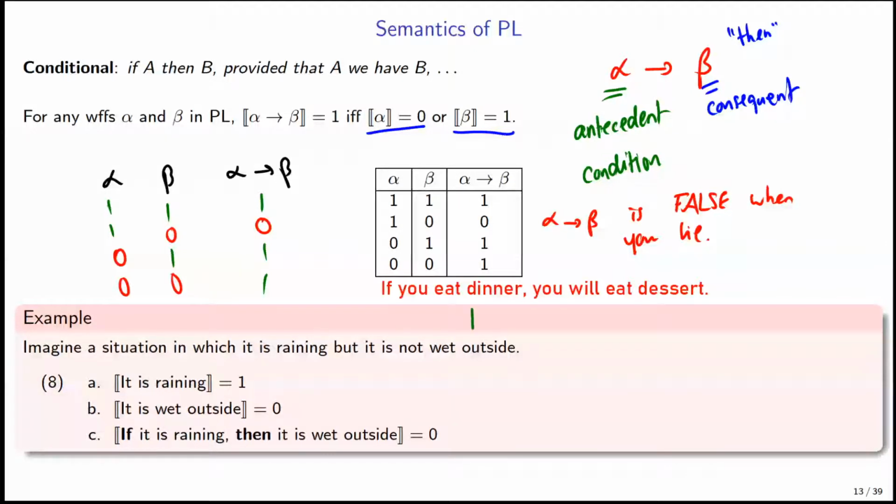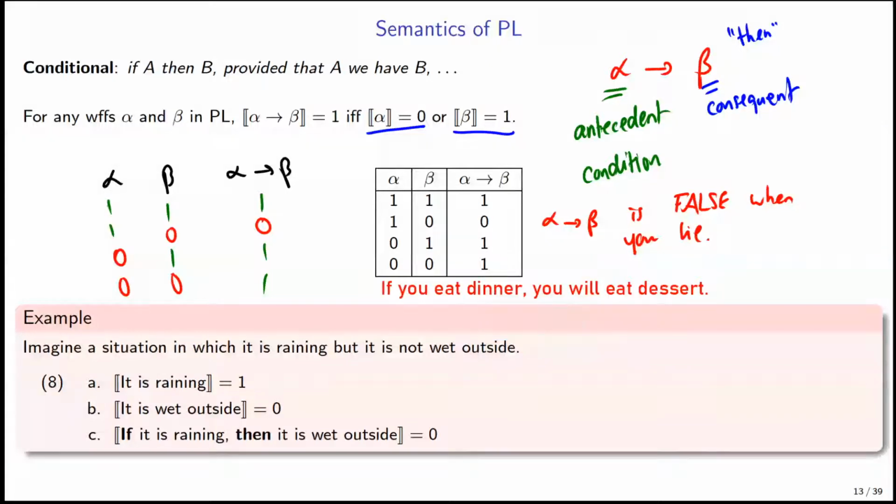So let's imagine I eat dinner. It's saying if I eat dinner, I will eat dessert. So I am lying to you if you eat dinner and then I say you cannot have dessert. That would be a lie, right? I'm saying you ate dinner and you did not eat dessert. There's a lie right there. Because if you eat dinner, what should happen is you should be eating dessert. So if you eat dinner and then you get dessert, it's true. If you eat dinner, but then you don't get dessert, that's false because essentially I've lied to you here.